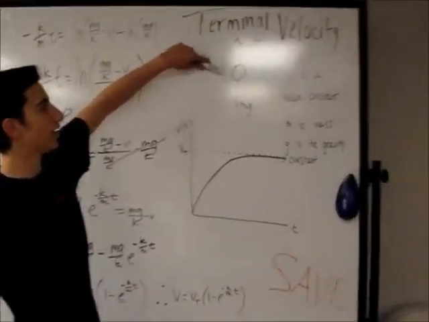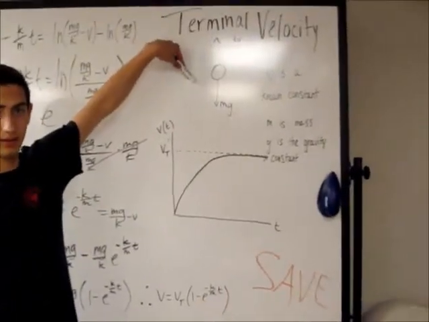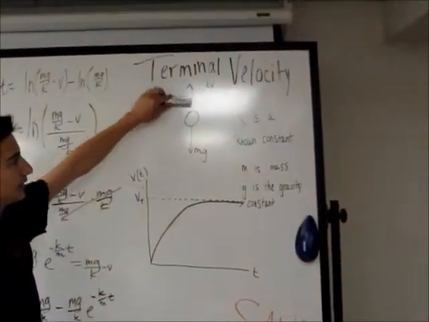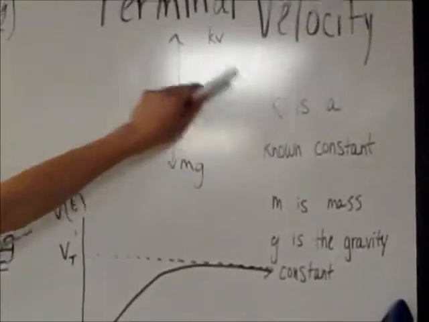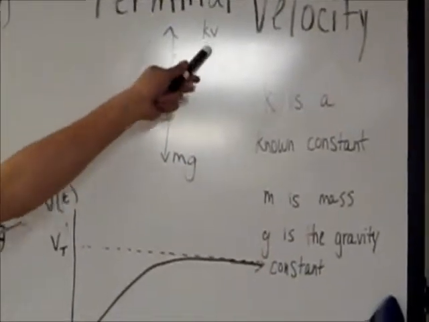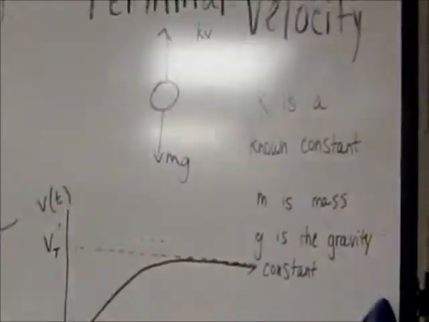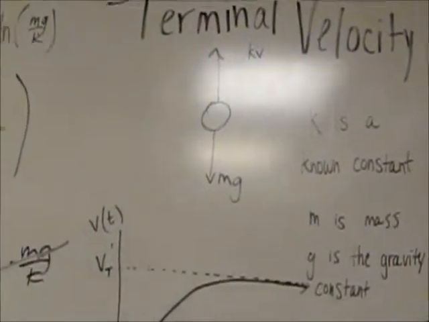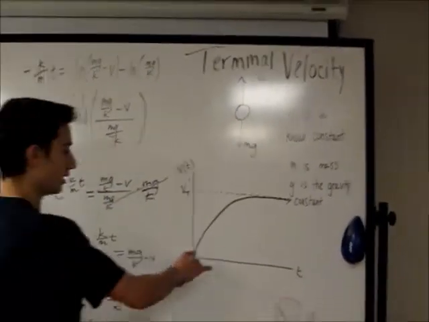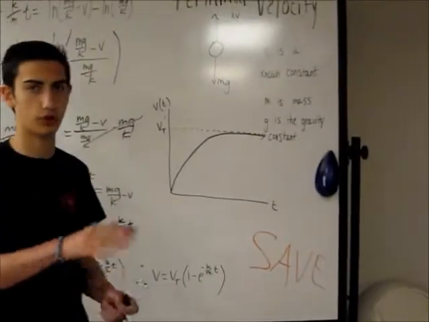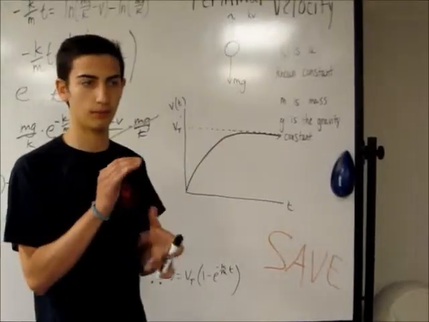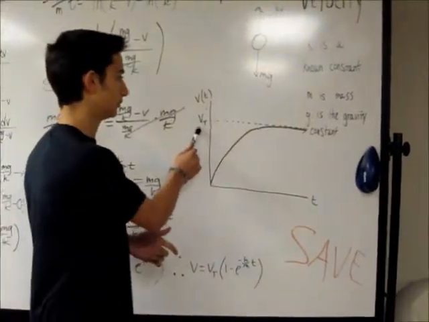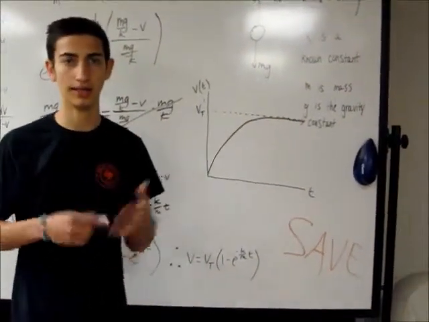So say this is your object. In this case, it's a ball. Okay? And there's the force of gravity going down, and then there's this K constant, and there's air resistance, kv, how fast the wind is going, and that's up, slowing the ball down. So what terminal velocity is, the object is traveling, and it reaches a point where its motion cannot exceed a certain speed, okay? And that's its terminal velocity.